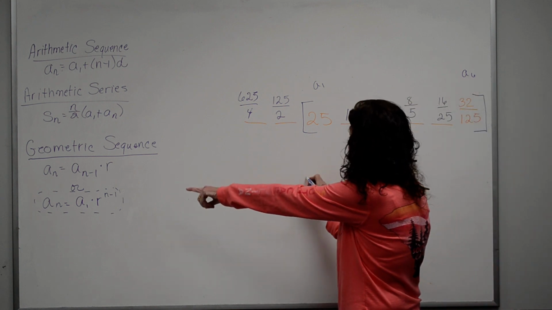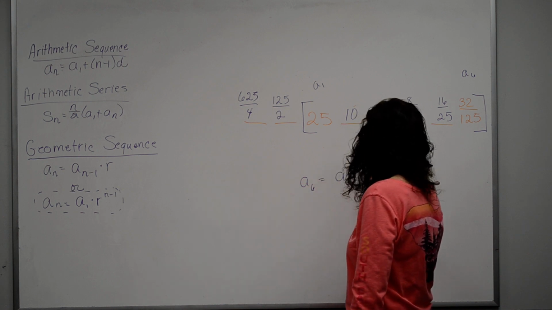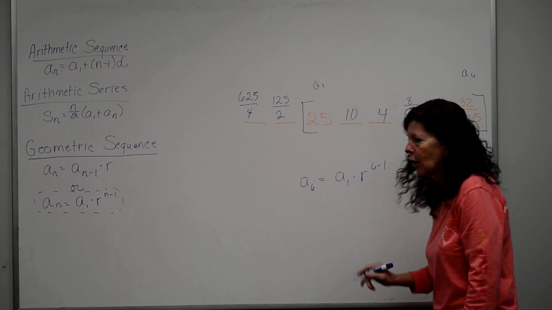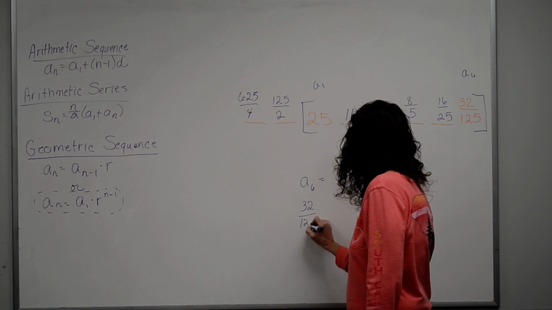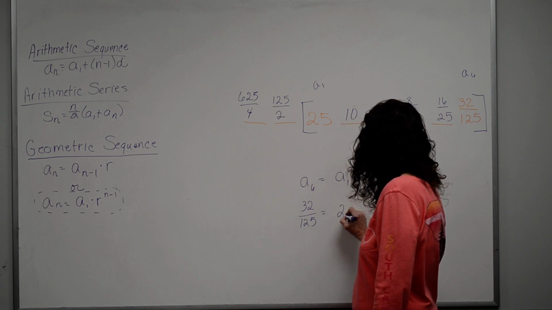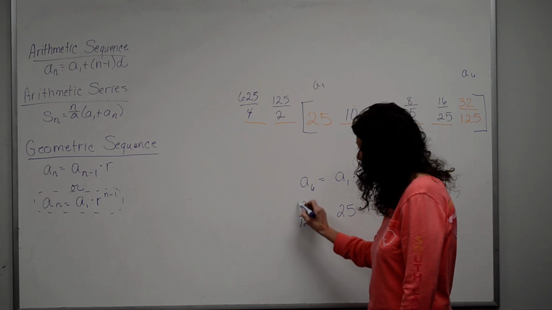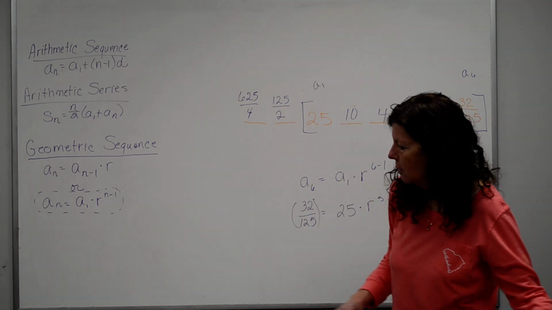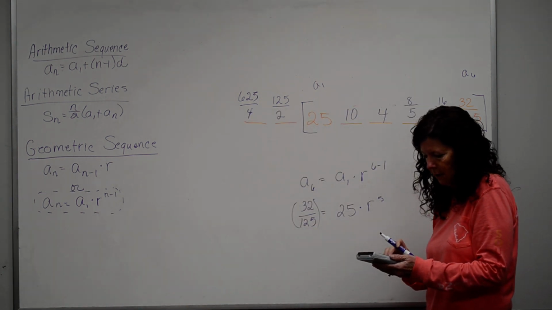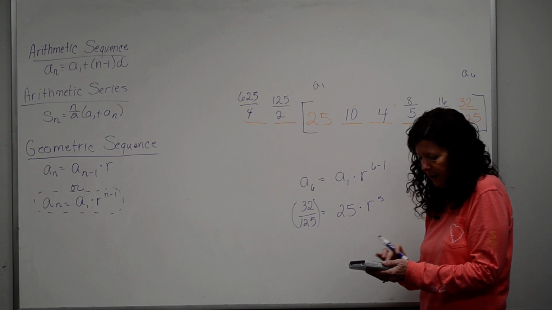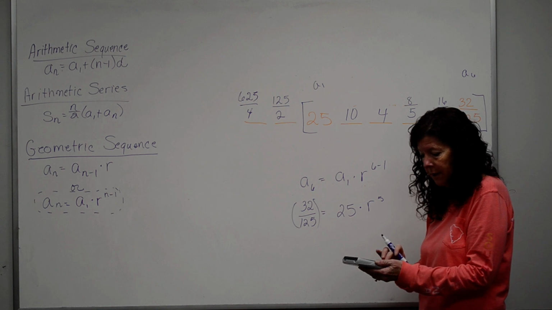Okay, so I'm coming down here, and a sub 6 is equal to a sub 1 times r to the 6 minus 1. All right, so I've got a sub 6, which is 32 over 125, is equal to 25 times r to the 5th power. So I'm going to divide, and I need to put that in parentheses. I'm going to take my calculator, thank goodness I have my calculator, and divide 32 divided by 125, the whole thing in parentheses, divided by 25.